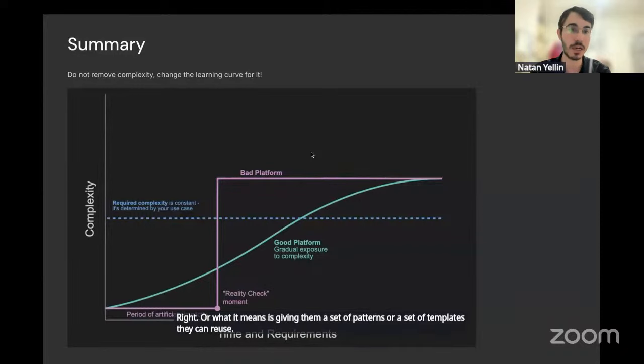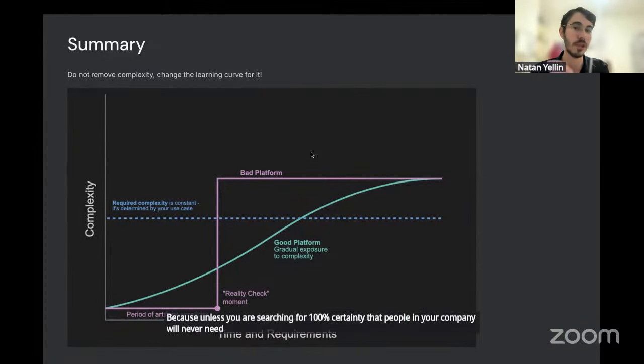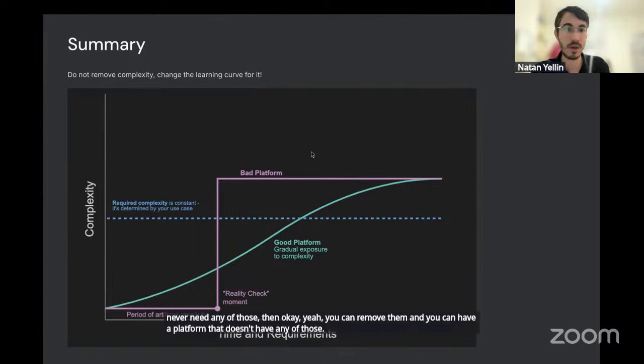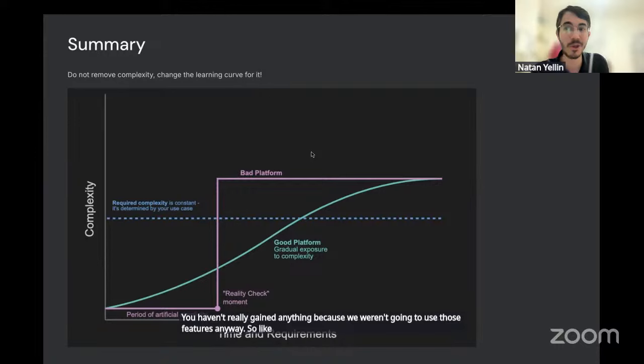But you're not trying to abstract it away or dumb it down because unless you are 100% certain that people in your company will never need canary deployments, they will never need auto scaling, they will never need all these other things. If you're certain that they will never need any of those, then okay, yeah, you can remove them and you can have a platform that doesn't allow any of those. But you haven't really gained anything because people weren't going to use those features anyway. So who cares? All you can do is make it easier for people to get started and change that learning curve.